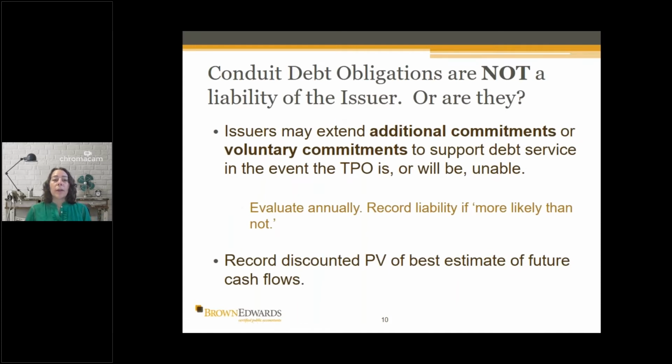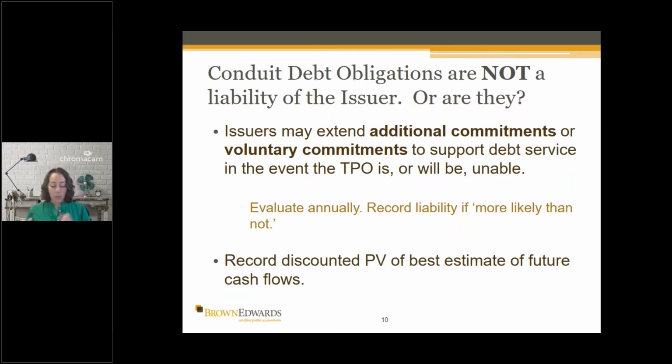Conduit debt obligations are not the liability of the issuer, right, according to the definition, or are they? There are situations in which the issuer may be recording a liability. An issuer may extend additional commitments or voluntary commitments to support debt service in the event that the third party is or will be unable to meet the debt service requirements. So additional commitments are pledges or guarantees made at the time of the issuance. In other words, they're part of the agreement terms.